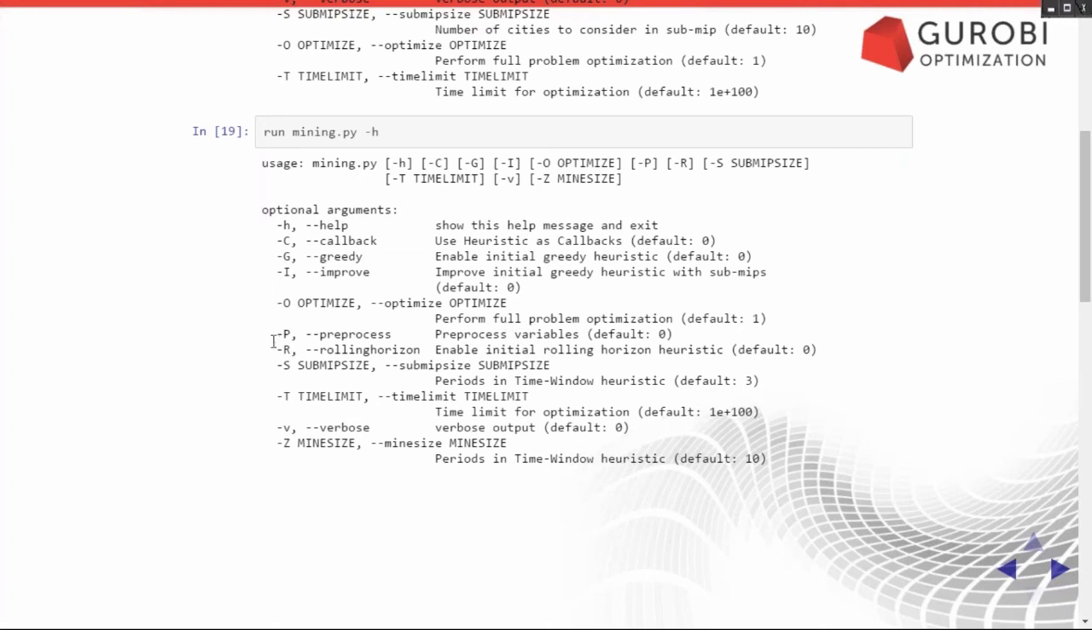You can enable or not the preprocessing. You can try out the rolling horizon heuristic, which is already coded in there. The S parameter controls the size of the sub-MIPs that you are using, both for the rolling horizon or the improving part. You can set, of course, a time limit, and this Z option controls the size of the problems that you're solving, and this will grow very quickly.